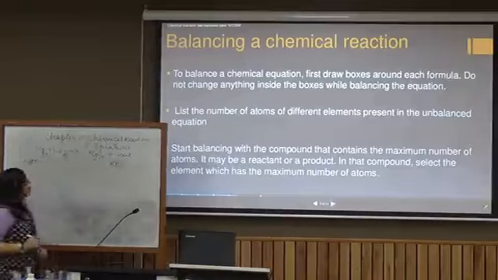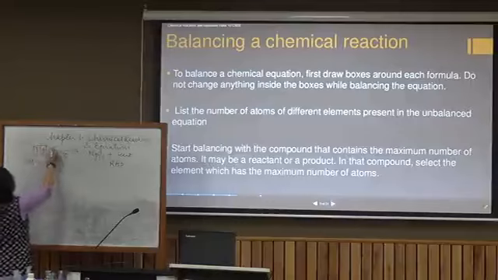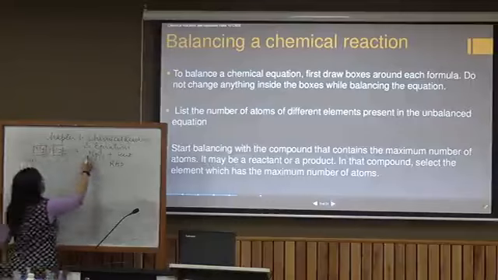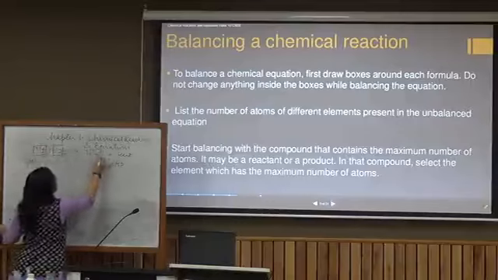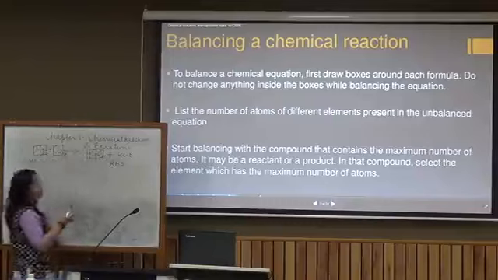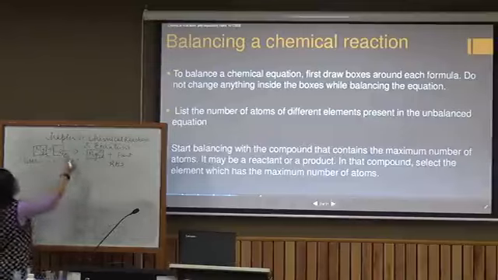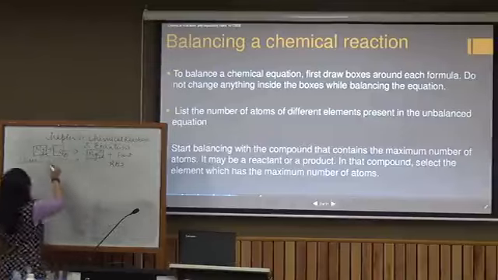What do we do first when we balance a chemical equation? That we draw boxes around each of the reactants and the products once we have written them. That will ensure that we do not alter the symbols of formulae. We simply can multiply them with certain numbers, but we cannot change their symbols of formulae. So we draw boxes.